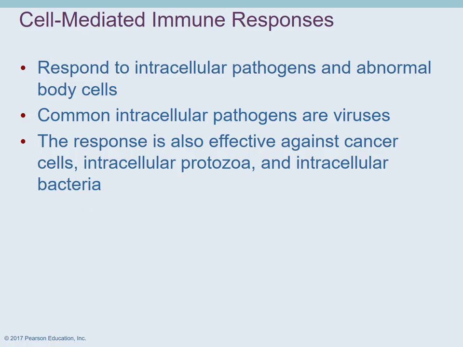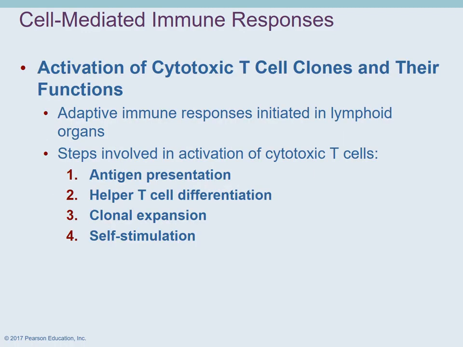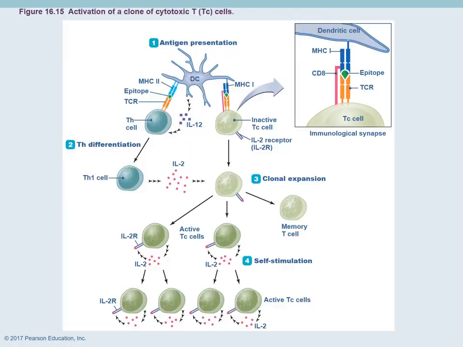Cell-mediated immune responses tend to respond to intracellular pathogens like a viral infection. It also recognizes your cells that are abnormal, so if, say, cancer is occurring, it's going to respond against this. Essentially, what will happen is that our cytotoxic T cells are going to be activated, and then we're going to have a series of steps that occur after that.